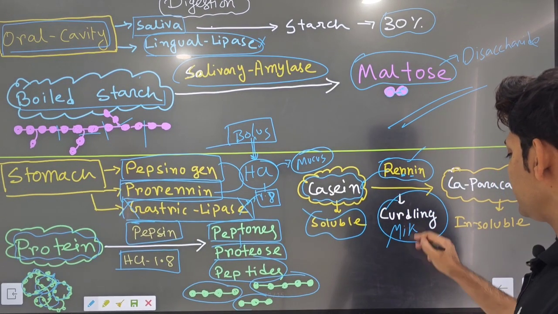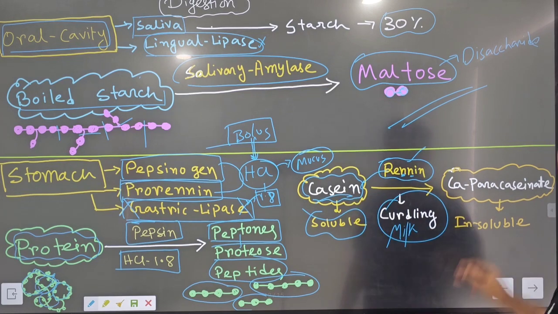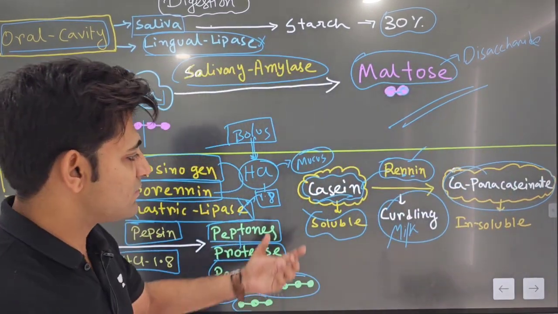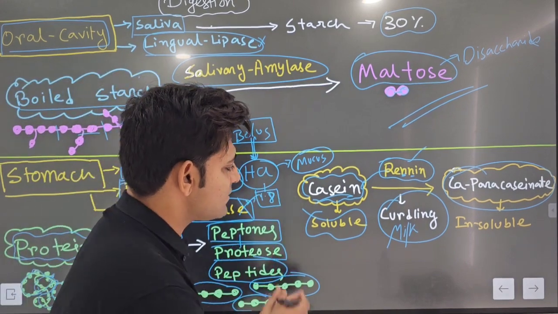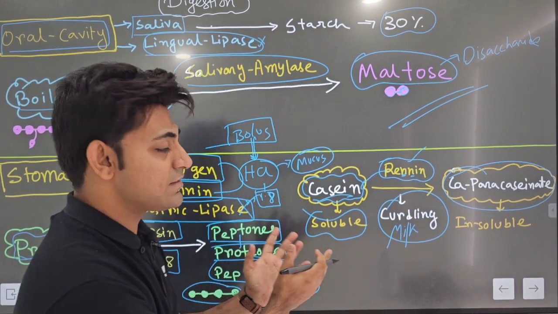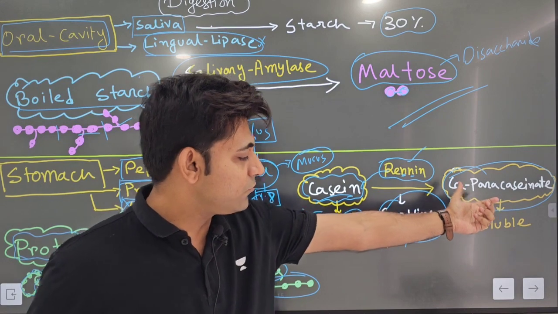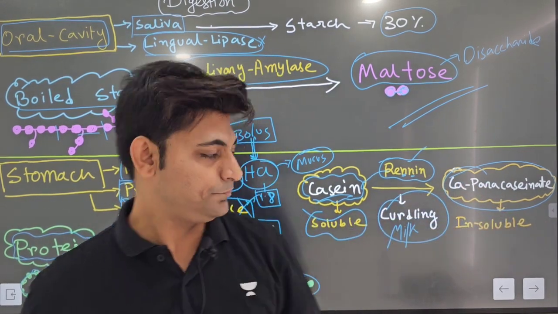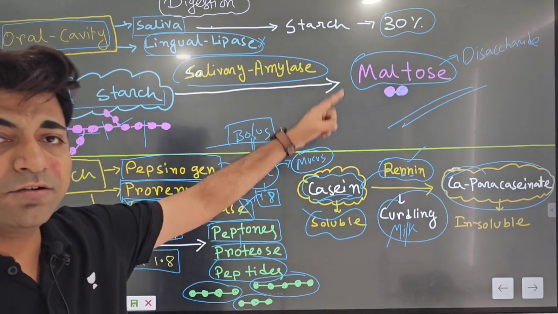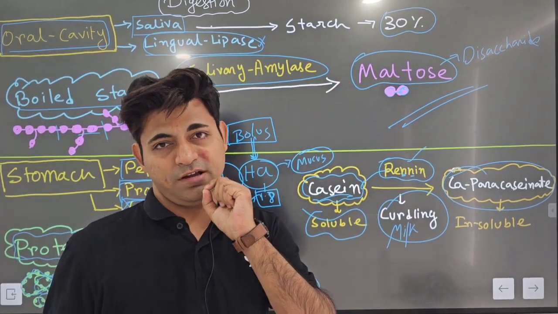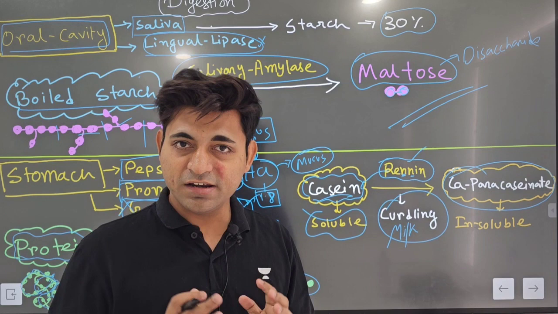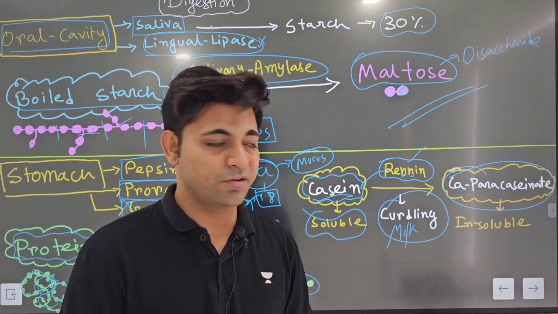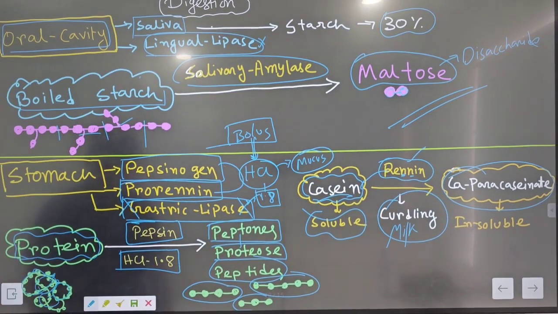It converts casein into calcium paracaseinate, the insoluble form of casein; basically it catalyzes, breaking down and denaturing this casein protein, and when it is denatured into calcium paracaseinate, we get the curd. But rennin is secreted only in infants, not in adults. In adults, the curdling of milk is taken care of by hydrochloric acid only.